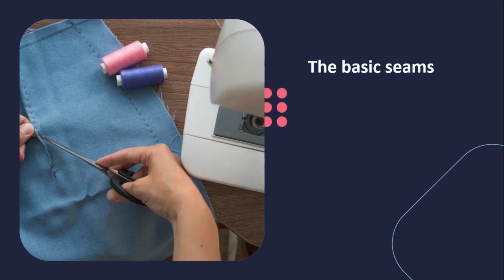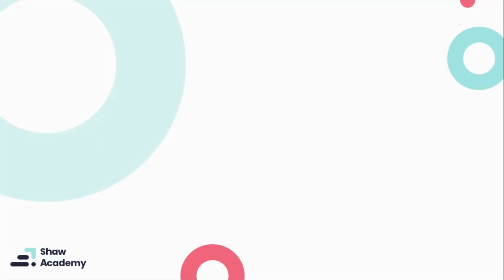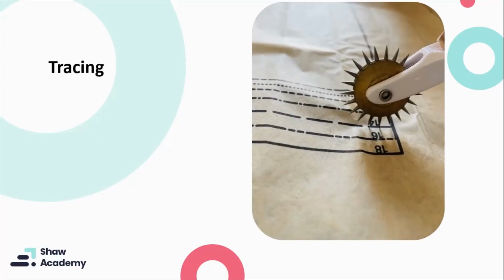We are going to draft 3 basic patterns. One will be how to add a hem, the other will be a straight seam or style line, and the last one a curved style line. This is the time to experiment and get used to writing the pattern information on the pieces and adding pattern symbols and adding seam allowance. But first, let's look at how to trace your pattern.